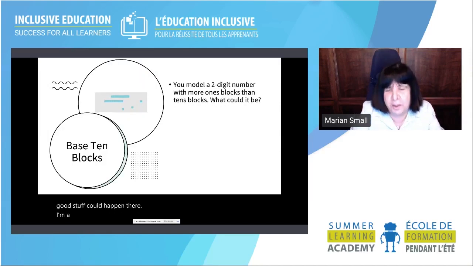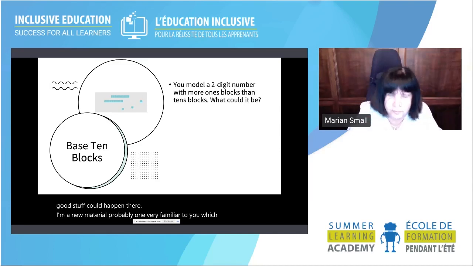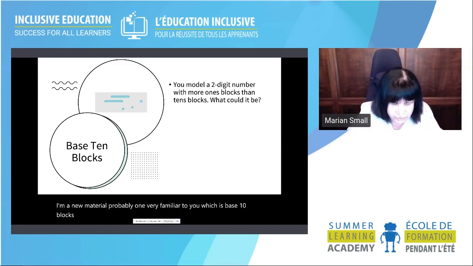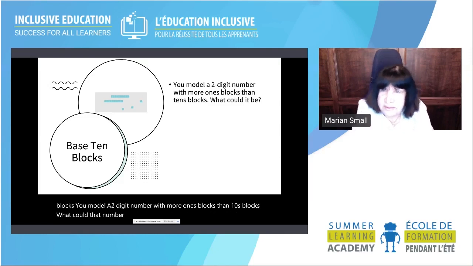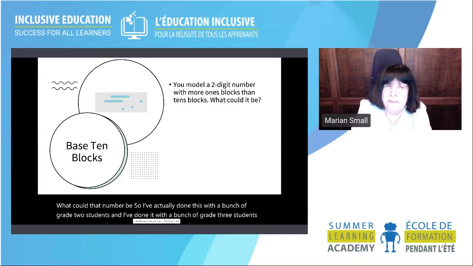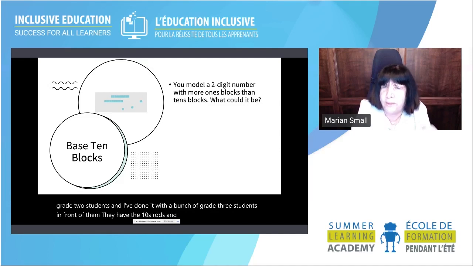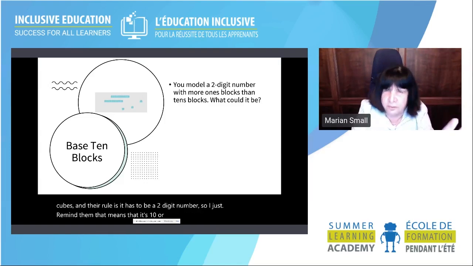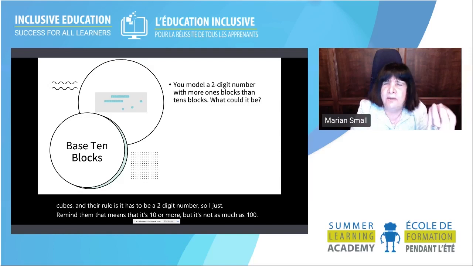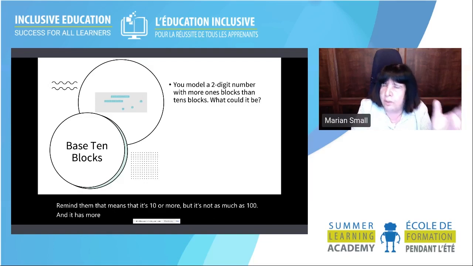A new material, probably one very familiar to you, is base 10 blocks. You model a 2-digit number with more ones blocks than tens blocks. What could that number be? So I've actually done this with a bunch of grade 2 students, and I've done it with a bunch of grade 3 students. In front of them, they have the tens rods, and they also have the little ones cubes. And their rule is it has to be a 2-digit number. So I just remind them that means that it's 10 or more, but it's not as much as 100. And it has more ones than tens. What could the number be?